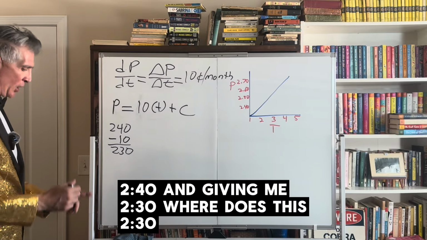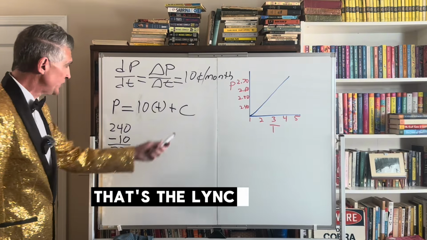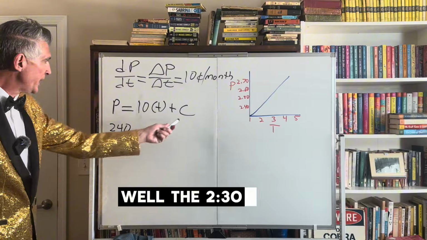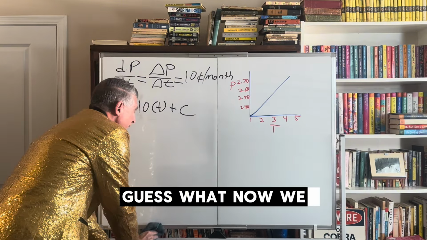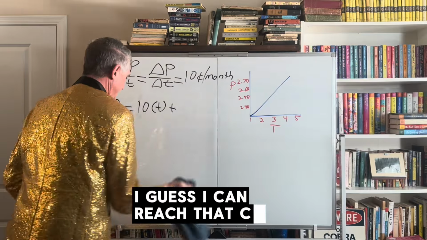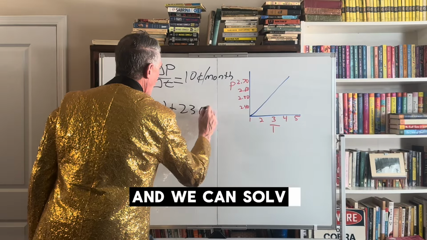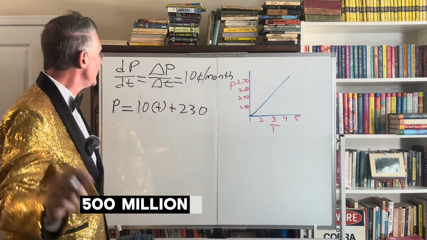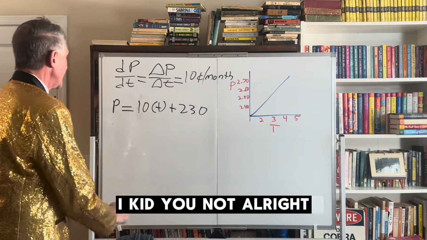Where does this 230 go? We've solved the differential equation now. That's the linchpin, what's holding us up, is this initial condition. Well, the 230 is the initial condition. Guess what? Now we have solved for C too. We have now solved the differential equation, and we can solve for peanut butter for today, tomorrow, 500 million years from now with this one simple equation. I kid you not. All right, let's go ahead and do that.